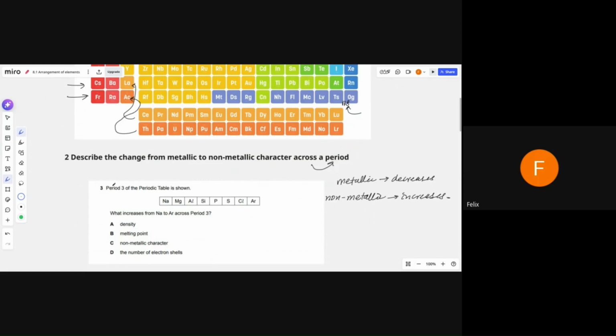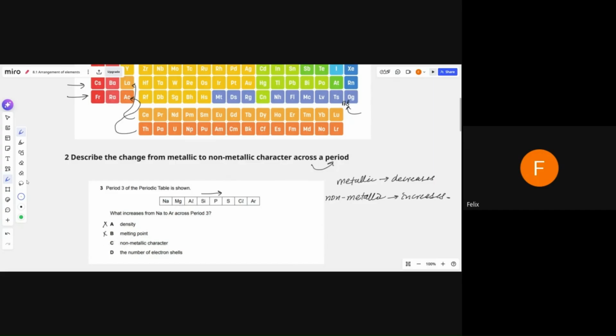I have included a question here which says that period 3 of the periodic table is shown. Which increases from sodium to argon across period 3? Density, no, density is decreasing as they change from solids to gases. So this cannot be the answer. Melting points, no, they increase first, but then they suddenly decrease as we enter the territory of non-metals. We have gases on the right side, so their melting points cannot be higher than sodium, magnesium, or aluminum. So then non-metallic character, yes.